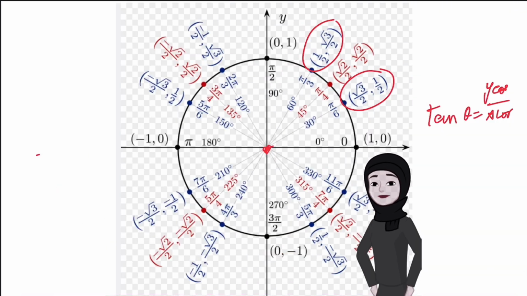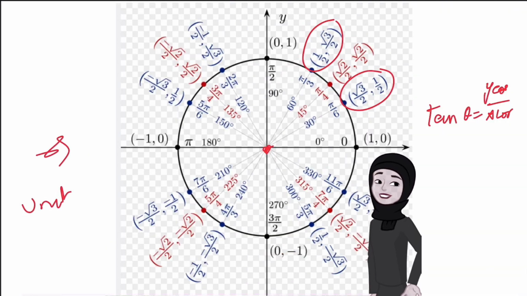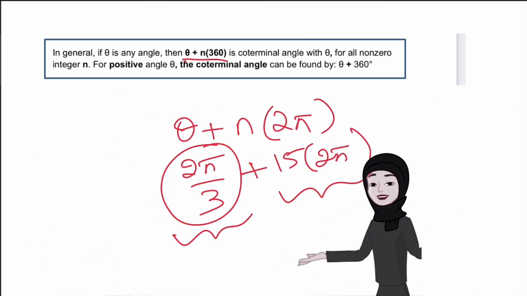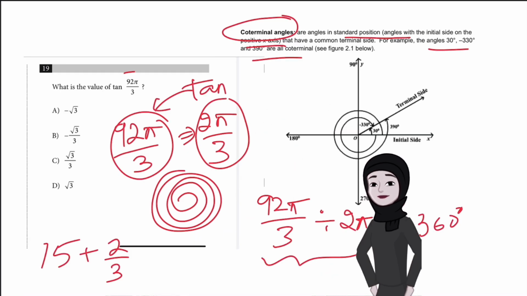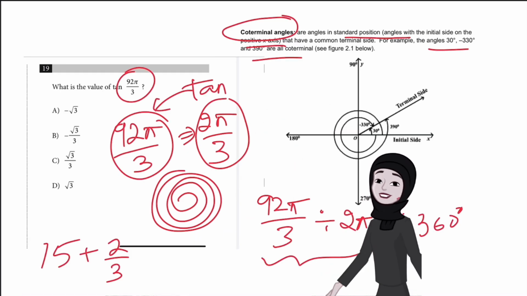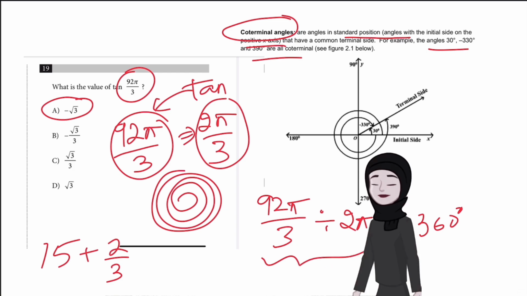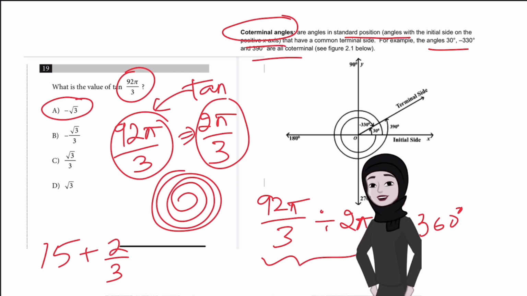So for this question, you should know the concept of a unit circle, and you should also know the concept of the coterminal angle. That is, for 92π/3 you have to find the equivalent coterminal angle, and using that you can simplify and get the answer. You can directly use the calculator also to calculate this. So I hope it's clear.